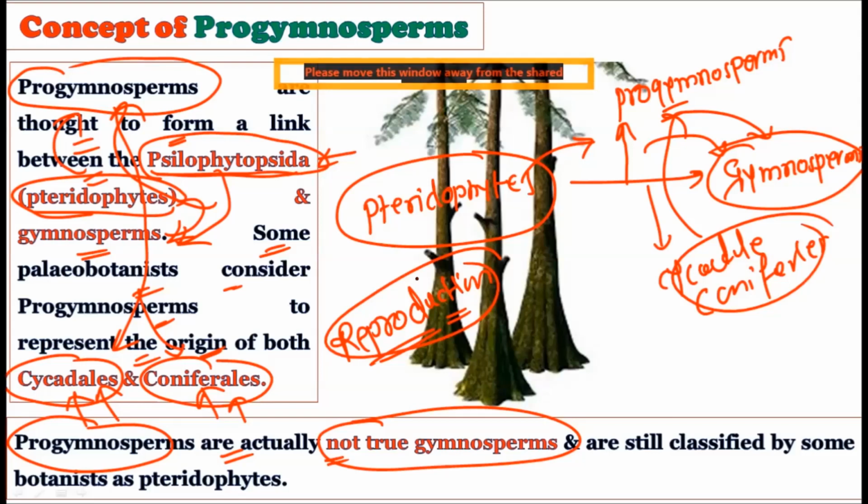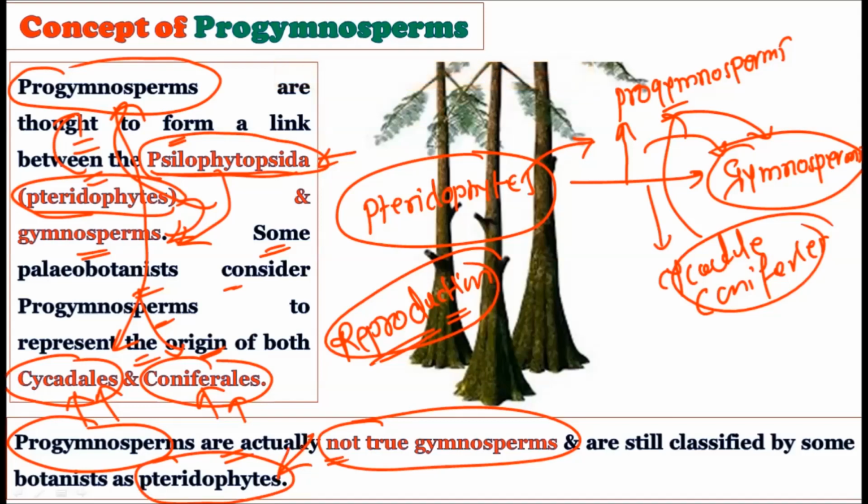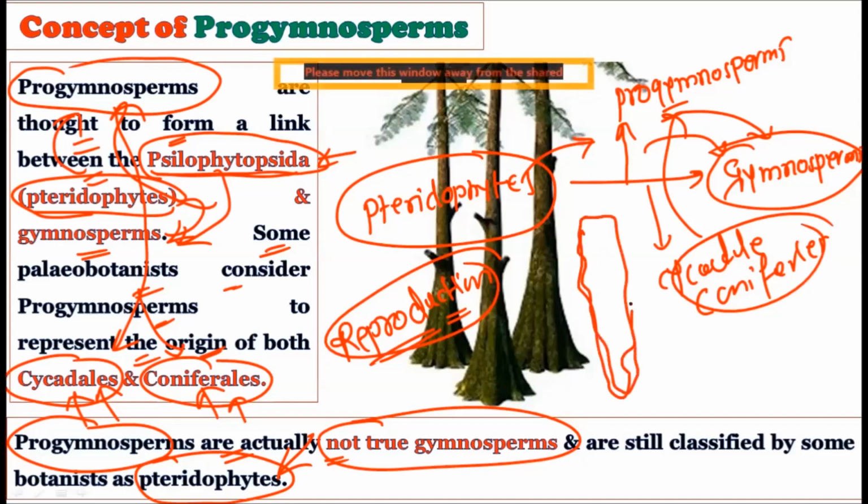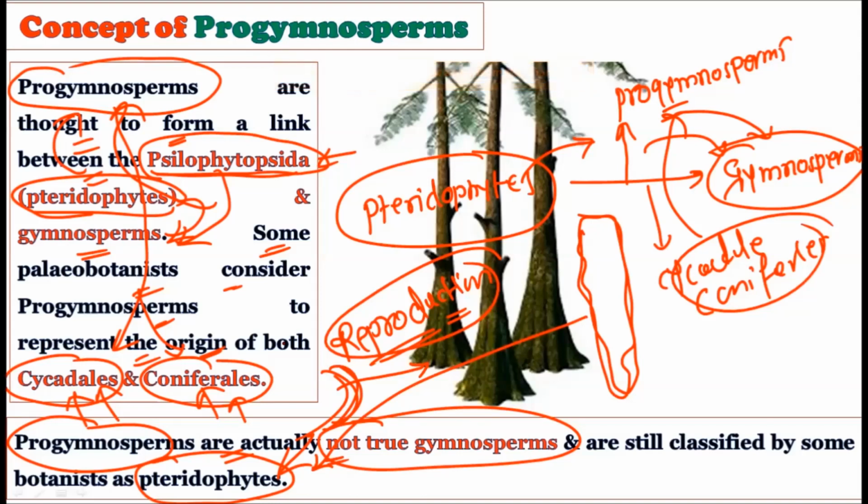Hence they are not true gymnosperms and are still classified by some botanists as pteridophytes. Now, saying they are completely pteridophytes is also not right, because they are not completely pteridophytes. If they show a very strong trunk, then this characteristic is of the gymnosperms. So how can you place them into the pteridophytes? But still there are certain botanists who say that the pteridophytic group is slowly converting into the gymnosperms, and that is why these still come under the pteridophytes. But in actuality, the progymnosperms are neither gymnosperms nor pteridophytes. Actually, they are sharing the characteristics of both.